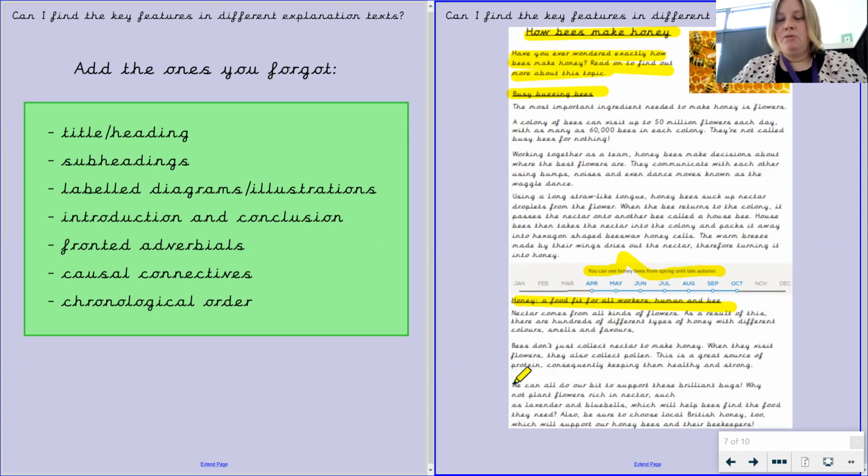Then we've got our conclusion here. We can all do our bit to support these brilliant bugs. Why not plant flowers rich in nectar, such as lavender and bluebells, which will help bees find the food they need. Also, be sure to choose local British honey too, which will support our honeybees and their beekeepers.